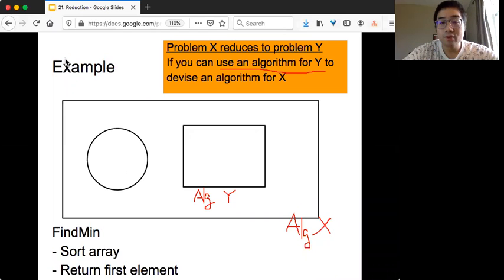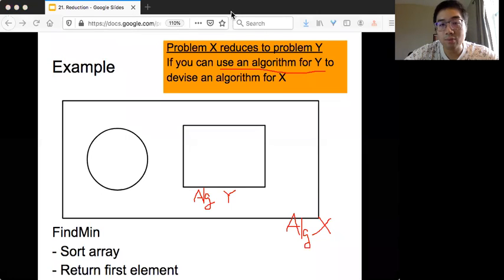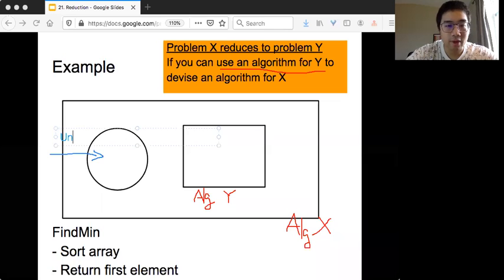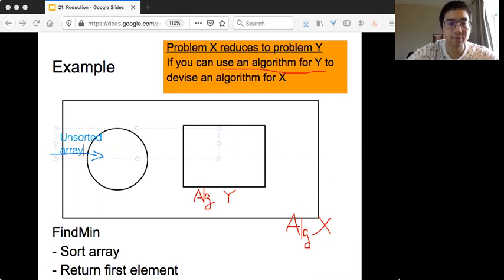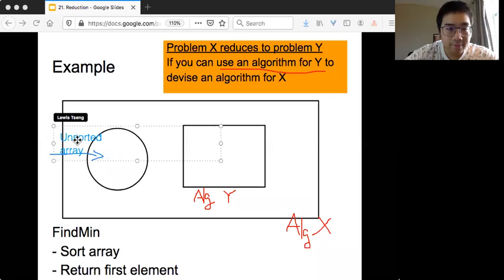Then here is a very simple but concrete example. Suppose I want to find the minimum value of an unsorted array. There are many different ways of solving this, but let's assume one of the simplest. It might not be the most efficient, but it will tell you the beauty of reduction. At first, what kind of input do we have? The input is some unsorted array. Let's say, okay, here you have an unsorted array.